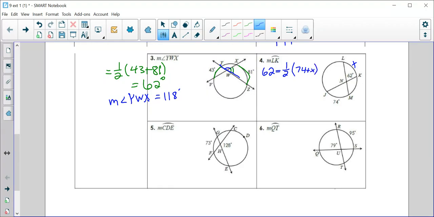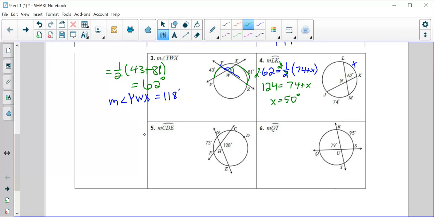All right, so to solve this, you can multiply both sides by 2 to get rid of that 1/2. So if we go times 2, that gets rid of that, but we have to do it over here as well. So 62 times 2, that would be 124 equals 74 plus x. And then now we can subtract that 74 to get x to be 50. Okay. If you get your answer, you can always plug it back in and say 74 plus 50 divided by 2. Did that give me 62? Yes.